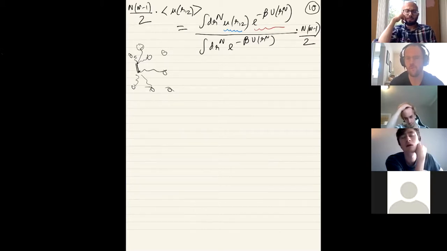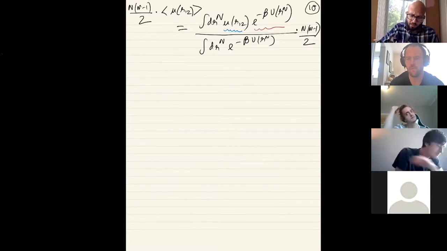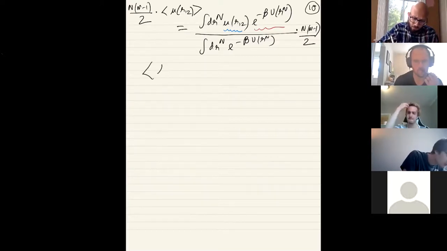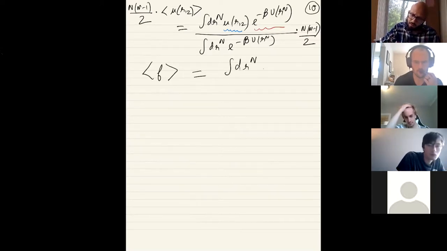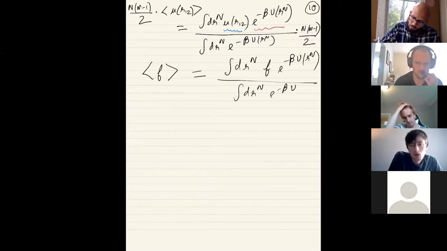So I will be expanding this equation, so that will help. But let's look at this equation again. All this is saying is that any property f will be given by integral dR capital N f e to the power minus beta U of R capital N, divided by integral dR capital N e to the power minus beta U of R capital N. No one has a problem with this equation, right? This is just a canonical ensemble.